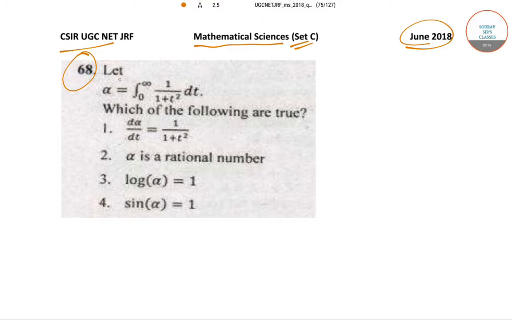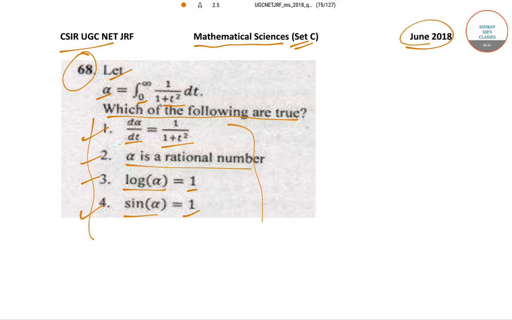In question number 68 it has been said that let alpha be equal to integration 0 to infinity dt by 1 plus t square. Then which of the following statements are true? Option 1, d alpha by dt is equal to 1 by 1 plus t square. Option 2, alpha is a rational number. Option 3, log of alpha is equal to 1. And option 4, sine of alpha is equal to 1. So these are the four options.